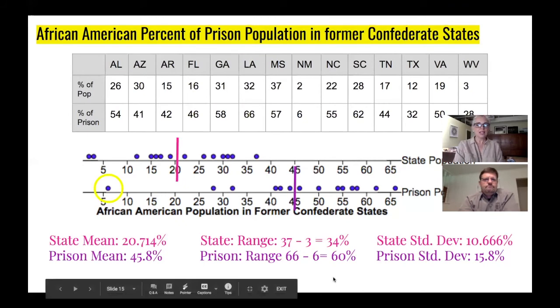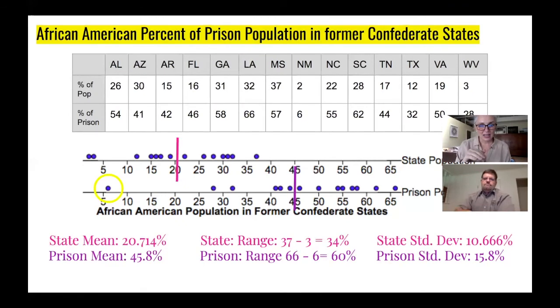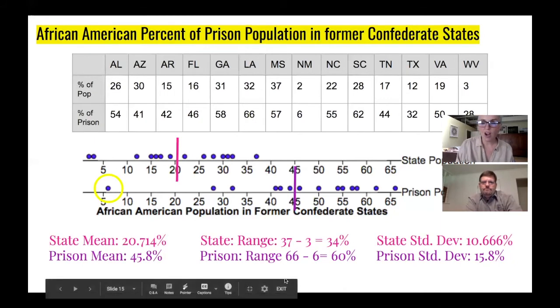So if you're like me, at this point, you're like, first, I think that's an outlier. I wonder if I can prove it's an outlier. And then the second thing you should be thinking is, why? Why is it an outlier? Why is New Mexico so much different than all the other states?